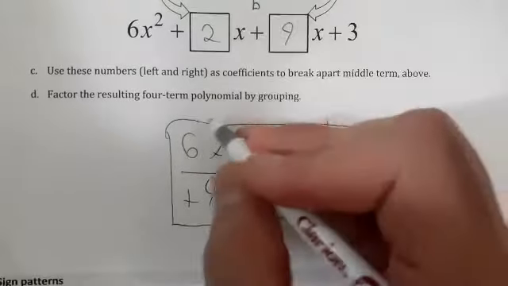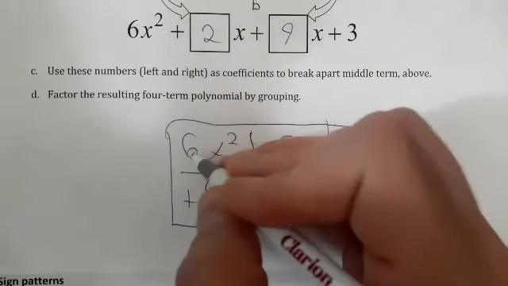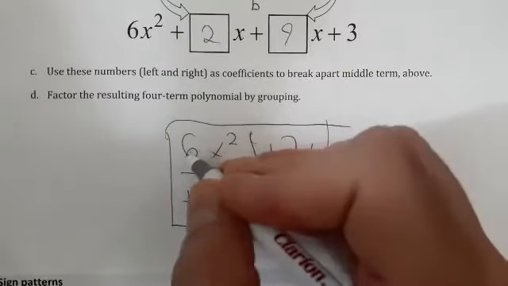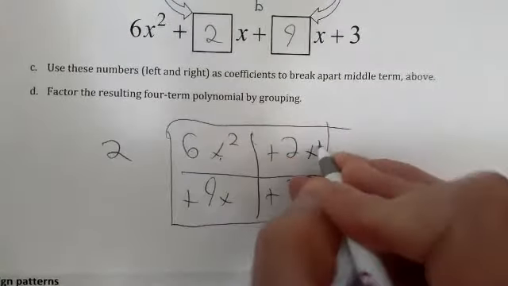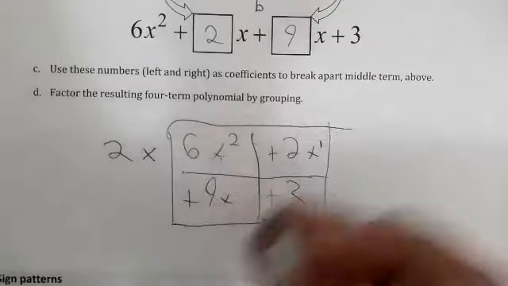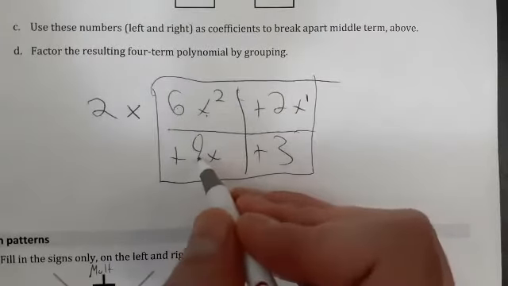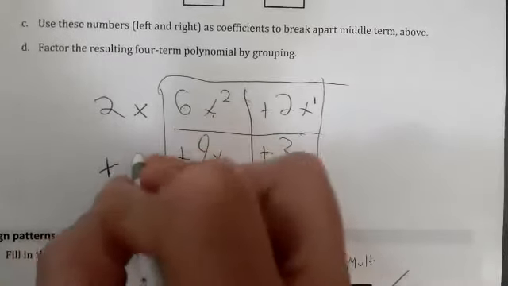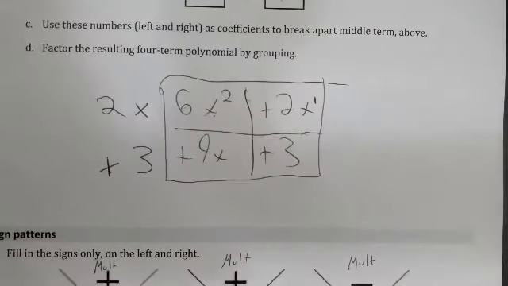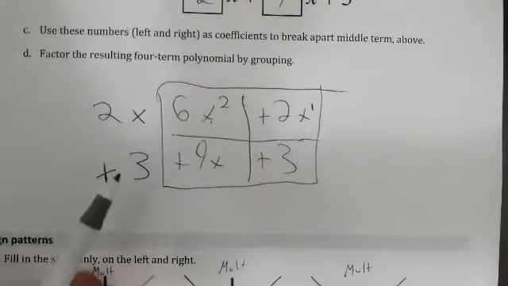Now I'm looking. If I'm looking across here, I see 6 and 2, I can take out 2, and x squared, x to the first, I can take out an x. Looking across here, I have a positive 9 and a positive 3. I can take out a plus 3. So you do want to write the sign when you do the box method.